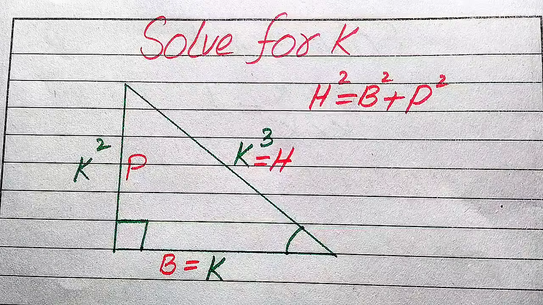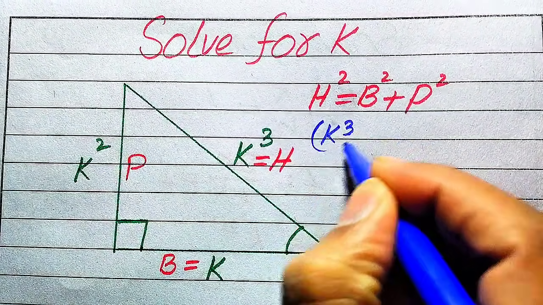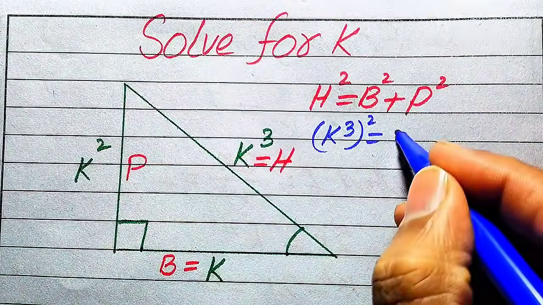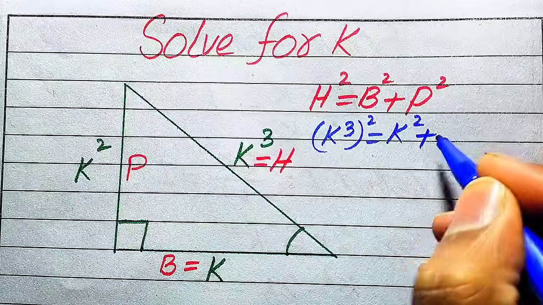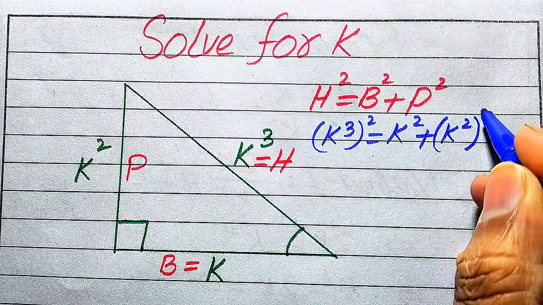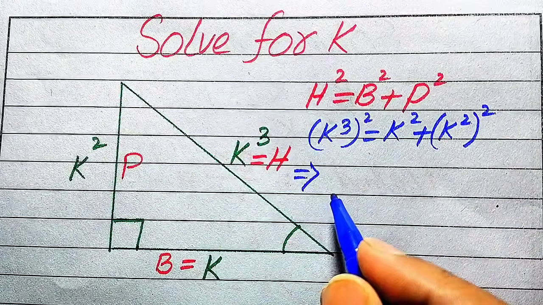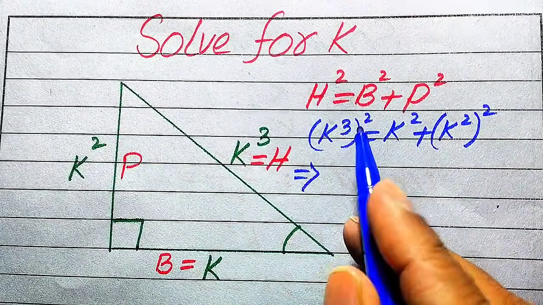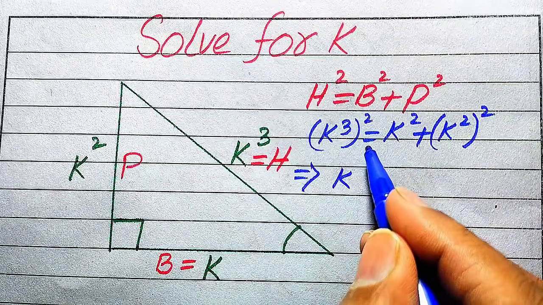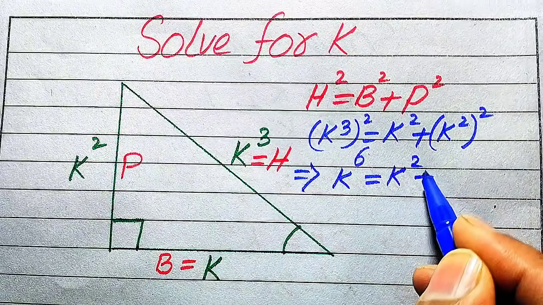So when we put the value of h, it is k cubed. When you put it here, it becomes k cubed and its whole square equals the value of b, which is k, squared, plus the value of p, which is k squared, and its whole square. Okay, so here we need more simplifications, and here we use the nice exponential law. So when you multiply these two exponents, it will be written as k to the power of 3 times 2 becomes 6 is equal to k squared plus this.